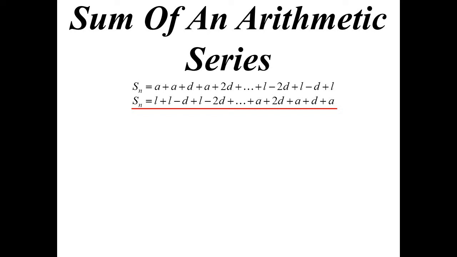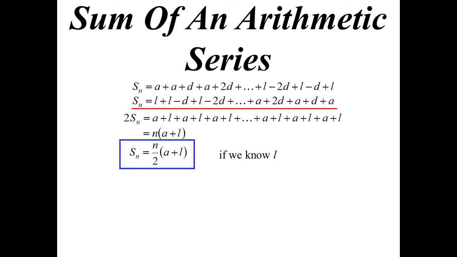Doing it that way, we see something quite neat. We've simply got simultaneous equations here, but notice what we've got. If you look at them as columns, if I add them together, I've got a plus l, a plus l. Oh, d minus d goes away. a plus l. 2d minus 2d goes away. And you can keep doing that. And so we get all of these a plus l's. How many? Well, there must be n of them because we had one of those for each of the terms. So 2 lots of the sum is n lots of a plus l. Therefore, the sum to n is n on 2 outside of a plus l.